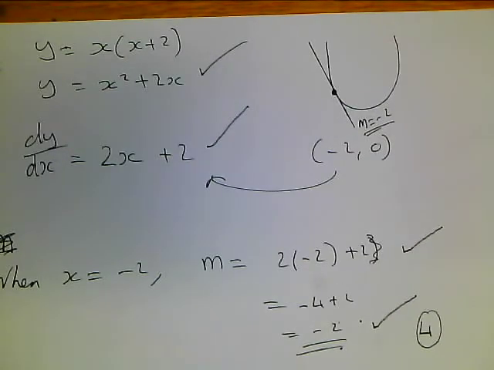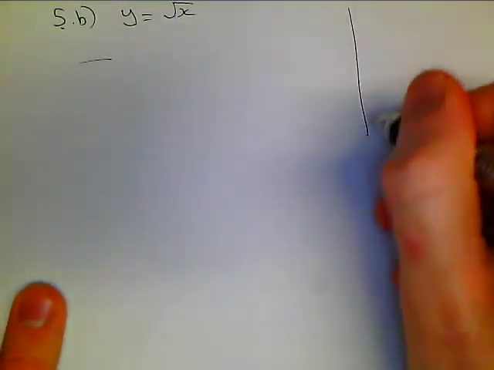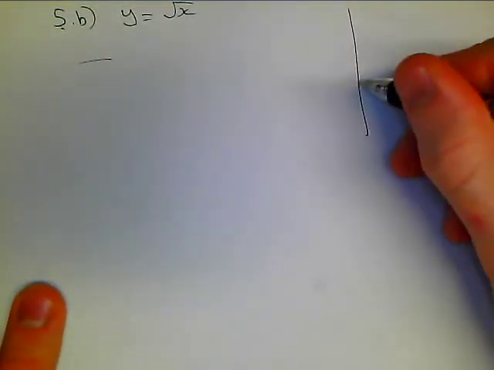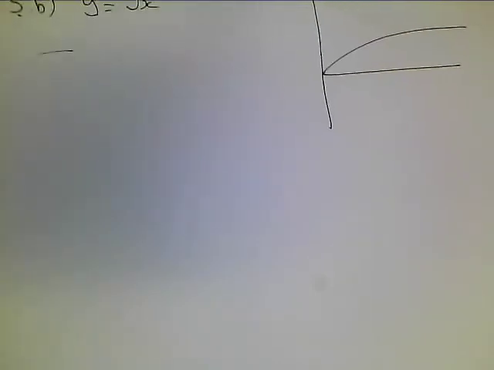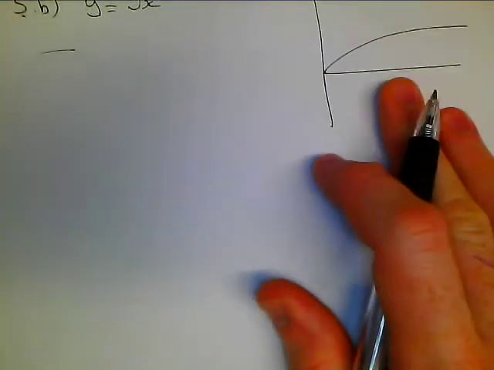Let's do 5 part B. It's a similar type of idea. 5 part B. And the graph they're talking about this time is y equals root of x. Now that's a funny looking thing. I'll sketch it over here for you. And it looks a bit like that. It's not a log, so don't get confused. It's nothing like a log. It's a bit like that.